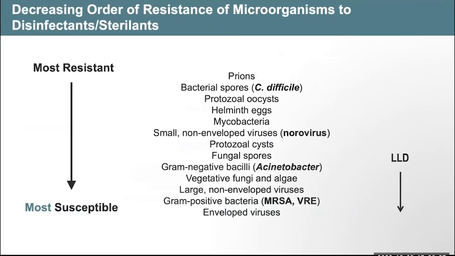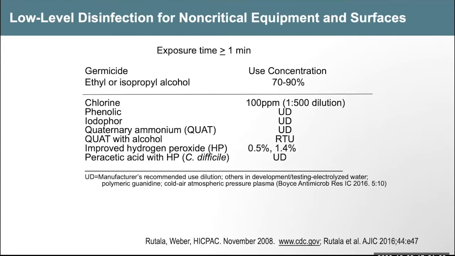So again, low-level disinfection removes enveloped viruses, gram-positive bacteria, large non-enveloped viruses, vegetative fungi, and gram-negative bacilli. It won't remove spores. It has longer terms of activity or may be inactive against non-enveloped viruses like norovirus, slowly active against mycobacteria, and non-active against bacterial spores and prions. But again, we rarely acquire those from the environment. And of course, cleaning does physically remove many of those things, even if they're not killed by the disinfectant.